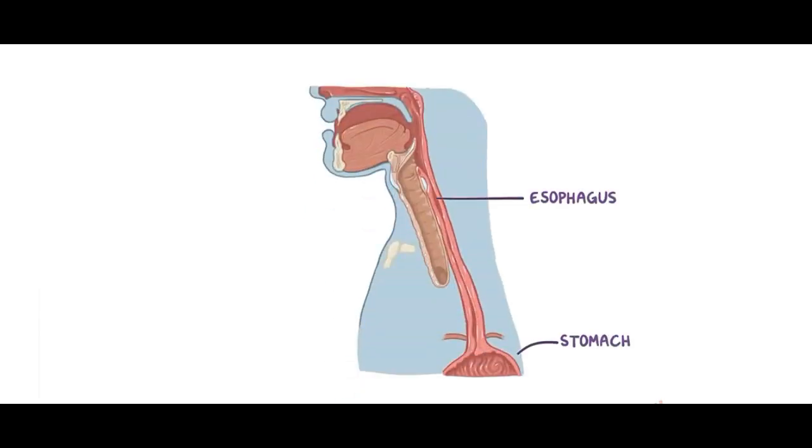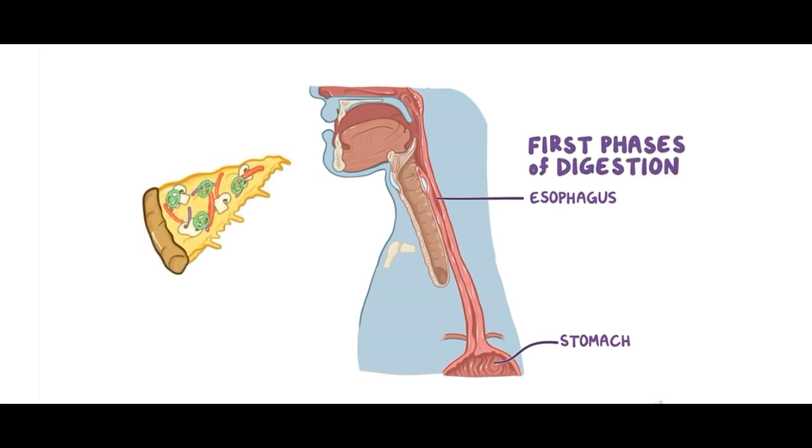The esophagus and the stomach are part of the upper digestive tract and are involved in the first phases of digestion. We are going to use the pizza we ate for dinner last night as an example to help us explore the pathway of the esophagus and stomach.